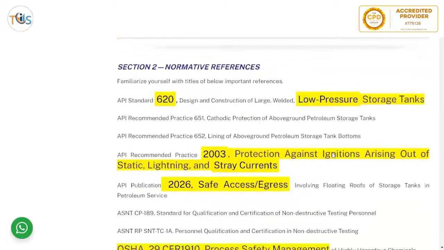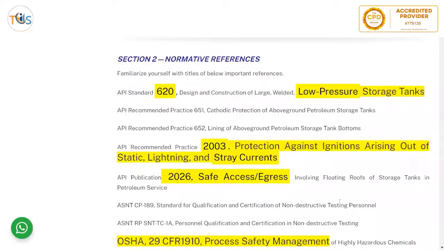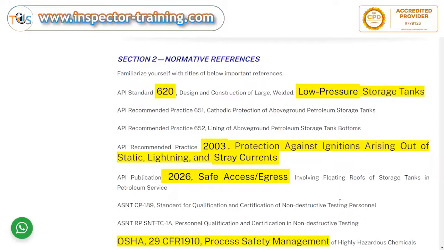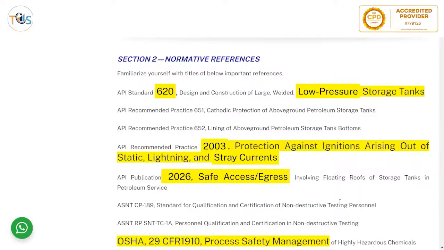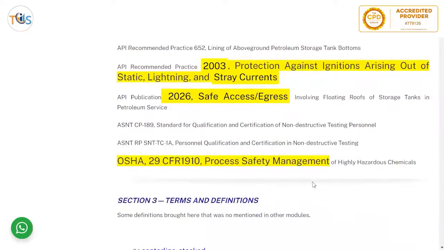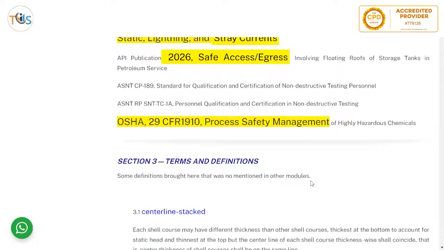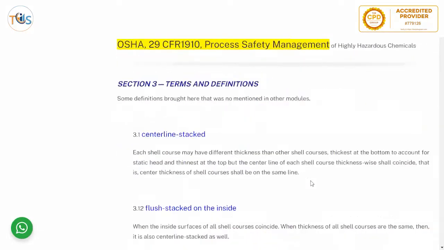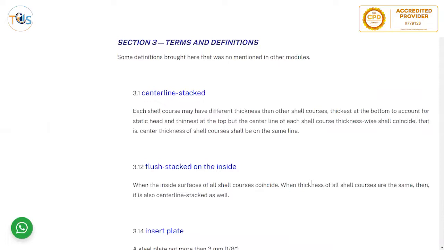Section 2, normative references. Please familiarize yourself with titles of below important references. 620, low pressure storage tank. 2003, protection against ignition. 2026, safe access egress. DP189 and SNTC TC1A, personnel qualification and certification for non-destructive examination, and OSHA 1910, process safety management of highly hazardous chemicals.